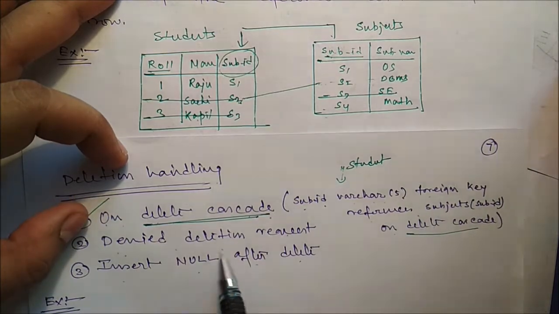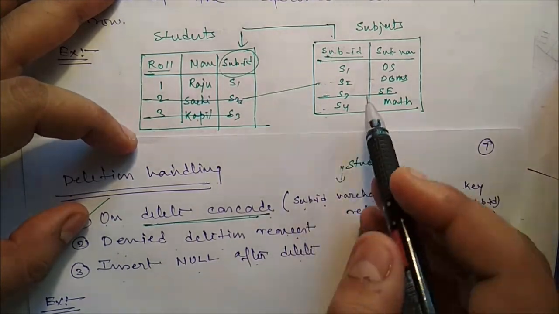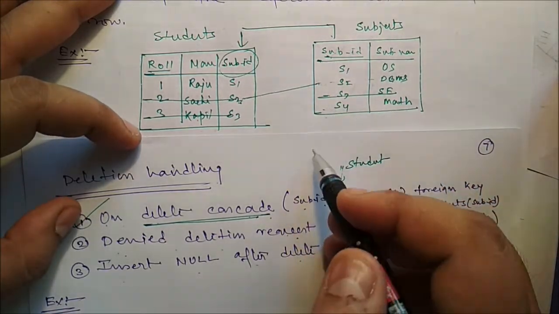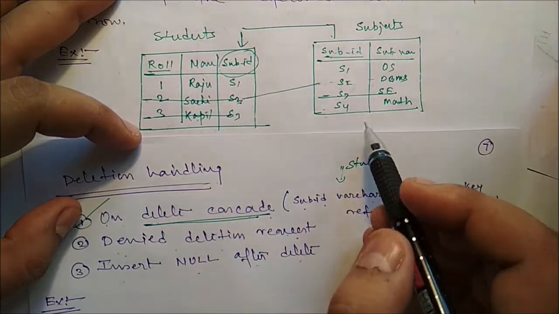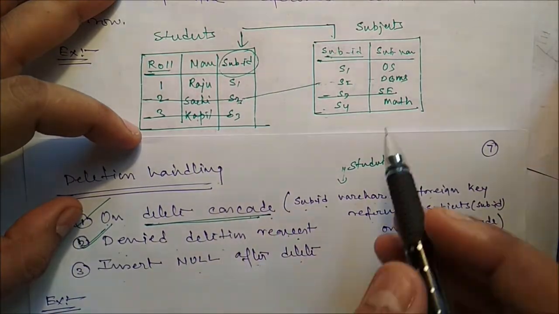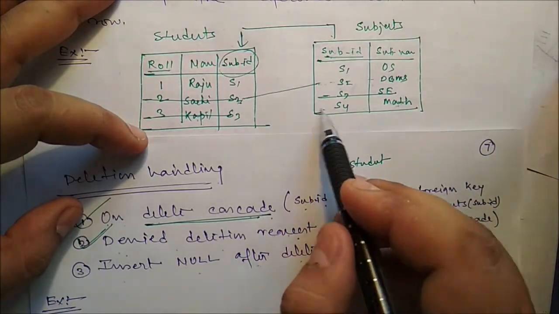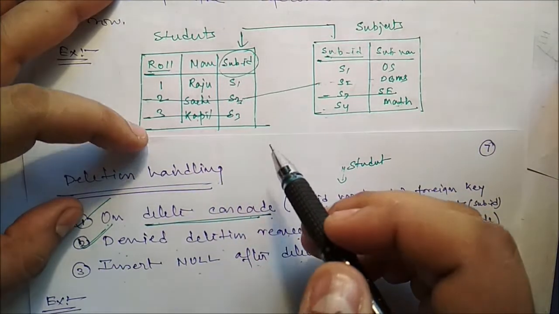Next is denied deletion request. That means now suppose you want to delete S2, it will deny to execute that particular deletion because S2 is there. Now suppose in this particular denied deletion you want to delete S4, okay, no problem, we can delete S4 because here S4 is not there.